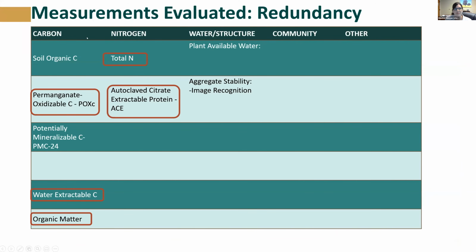However, if we use spectroscopy, we won't have total nitrogen. So we just wanted to say, okay, no total nitrogen. Again, Dan really explained why we didn't choose POC and ACE, but again, it just went back to that, well, they're so correlated with organic carbon that they're just kind of becoming redundant. Same with water extractable carbon and organic matter.